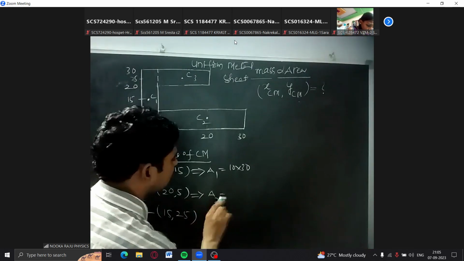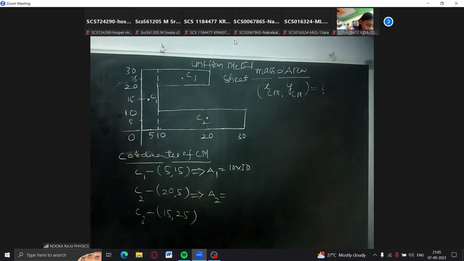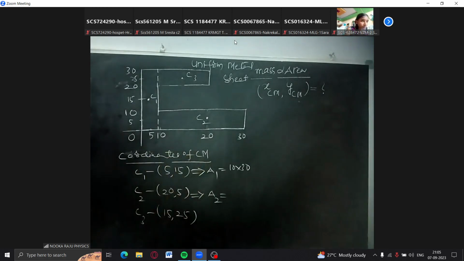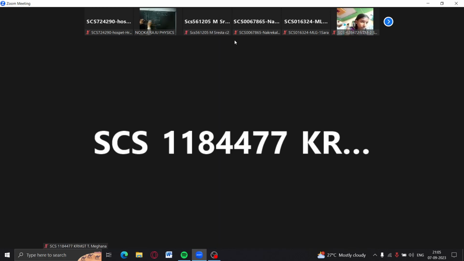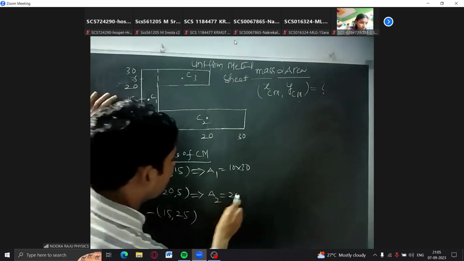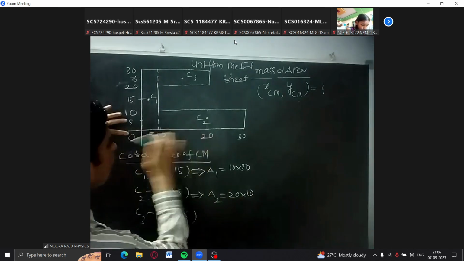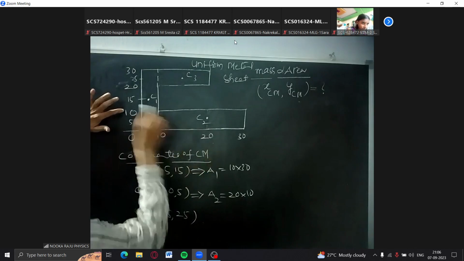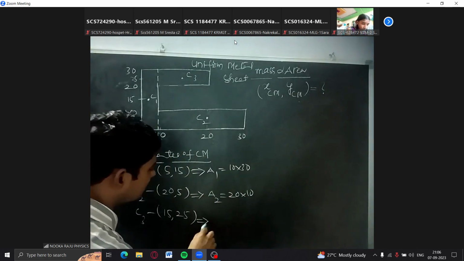Second, the A2 value. A2 is 20 into 10. This is 20, and what about this one? This value equals 10. 10 into 20, 200. Coming to the next one.